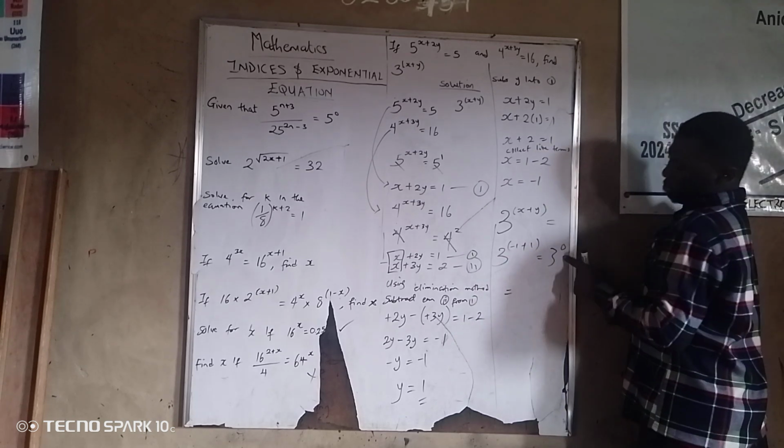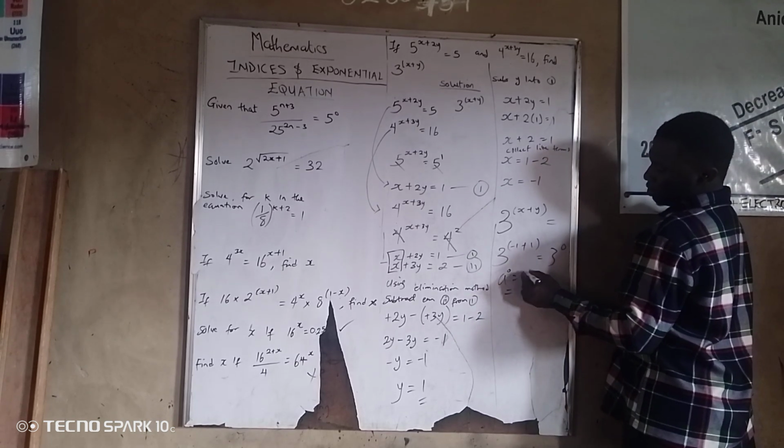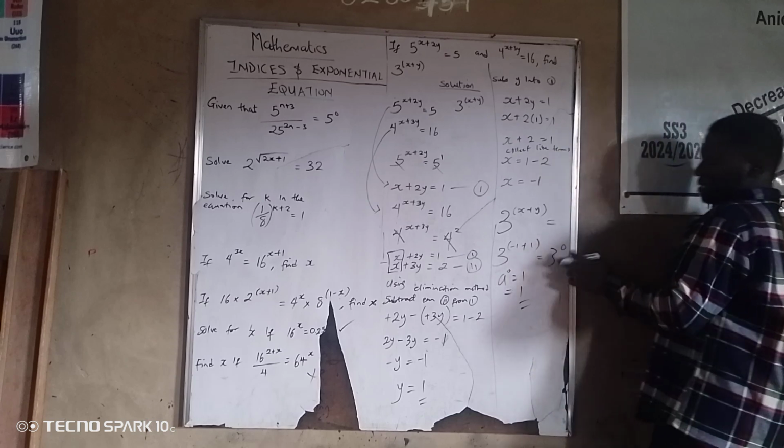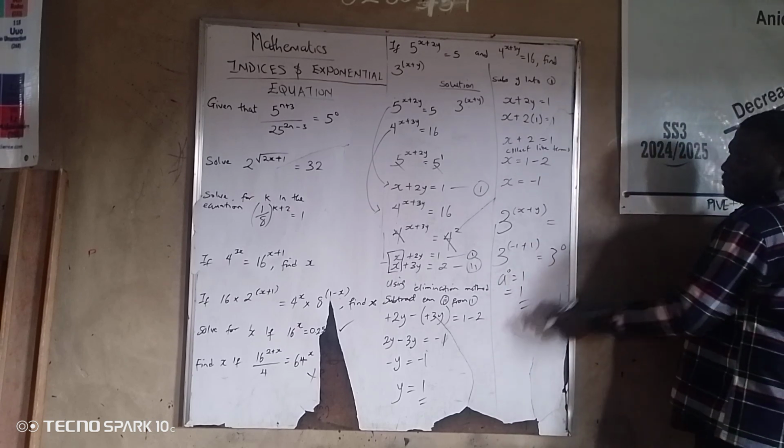So what's 3 raised to power 0? Remember the law: a raised to power 0 is what? 1. Since 3 is not 0, 3 raised to power 0 is 1. So that's the answer for this question.